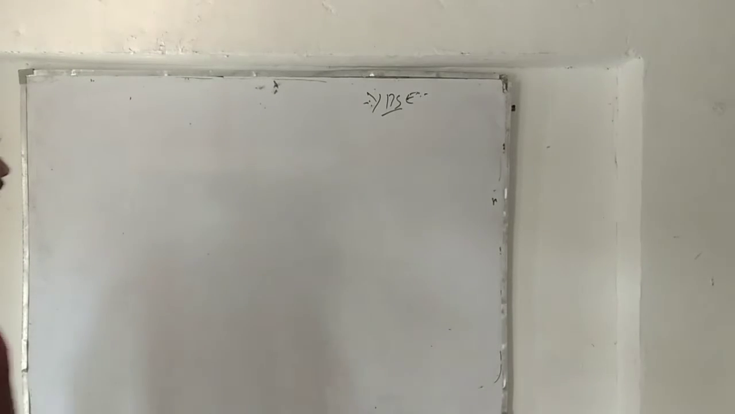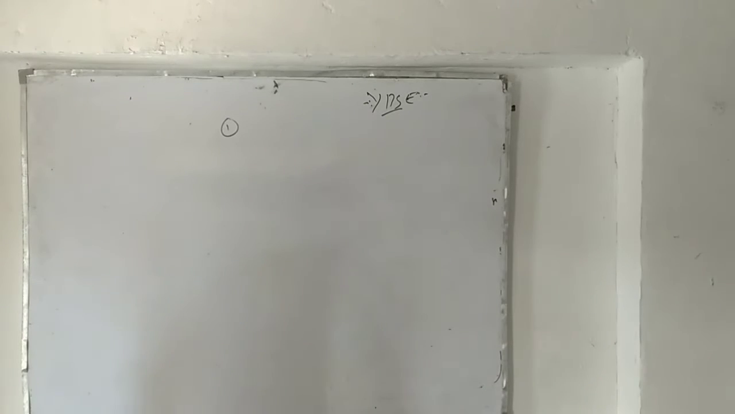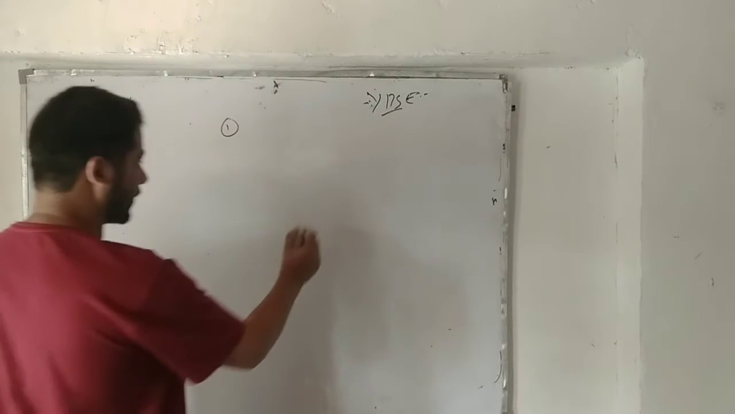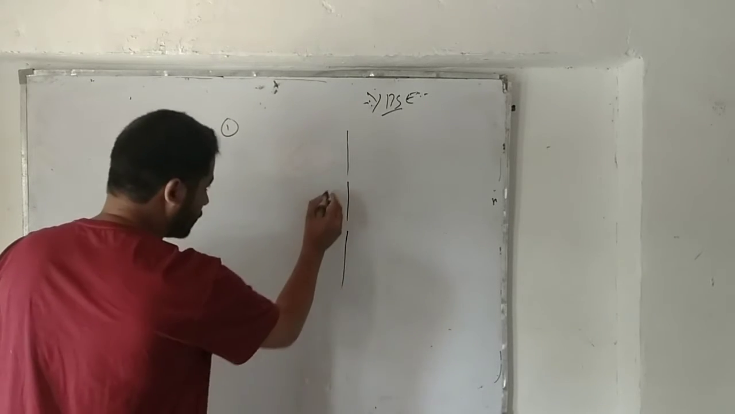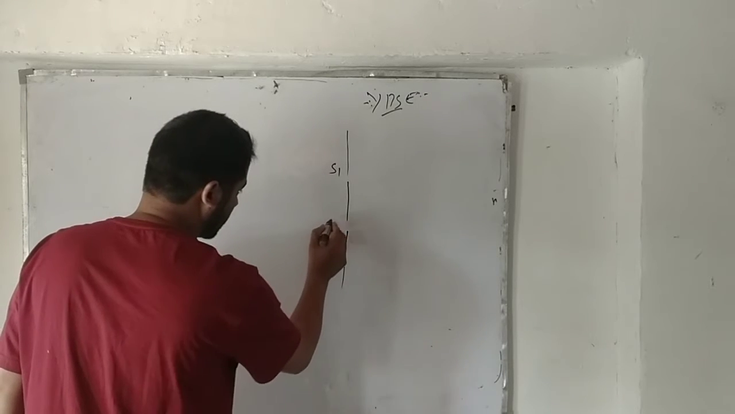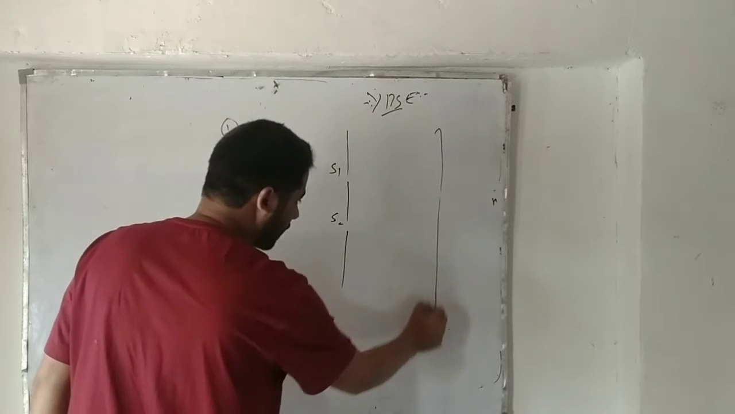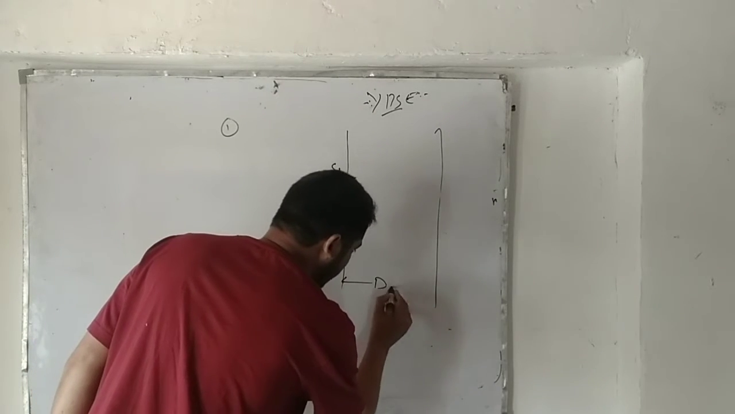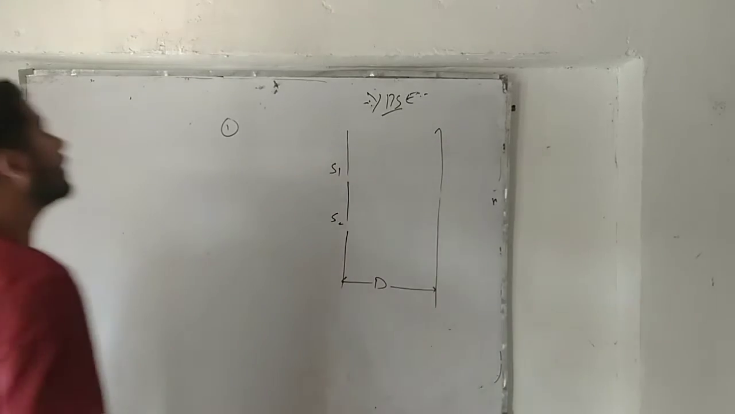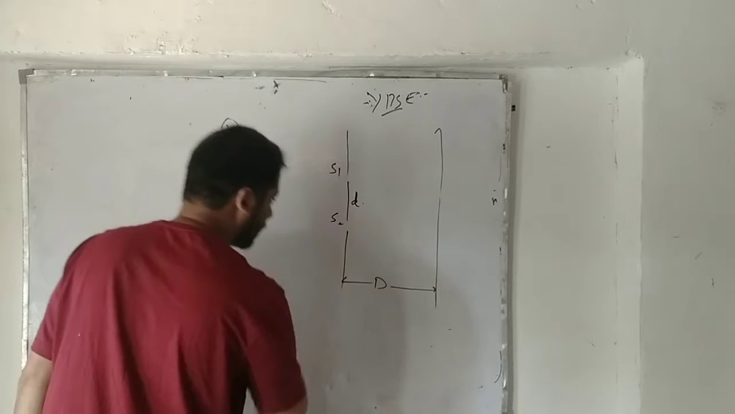The first problem I will discuss involves, suppose, a Young's double slit experiment. This means I need to use two slits. Suppose this is slit first, this is slit second. The screen is at a distance capital D from the planes of the two slits, and the distance between the two slits is d.